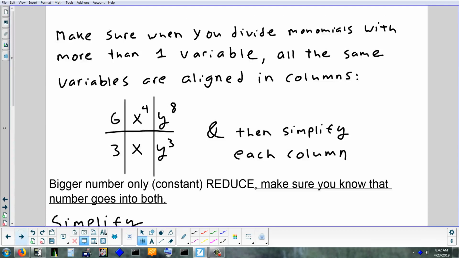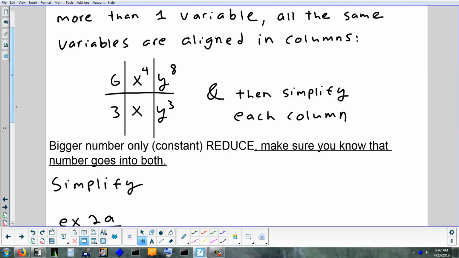So, make sure when you divide monomials with more than one variable, all the variables are aligned in the same columns. So here, we have our whole numbers, our 6 and our 3. We want to make sure they're over each other. I have my x's, I want to make sure they're over each other. I have my y's. And again, you may have a's, you may have b's, you may have different letters. It might not always be x and y. All right?